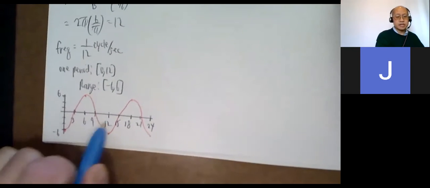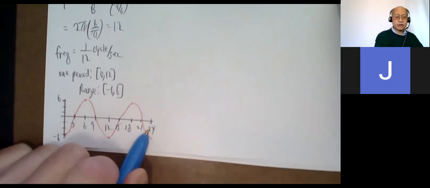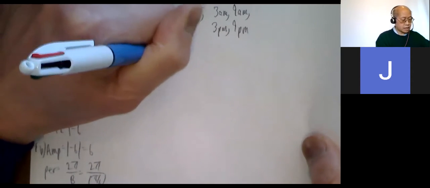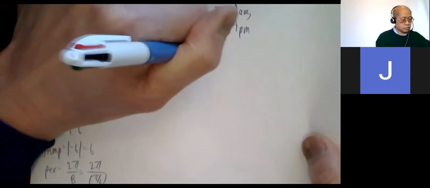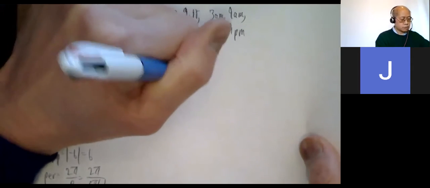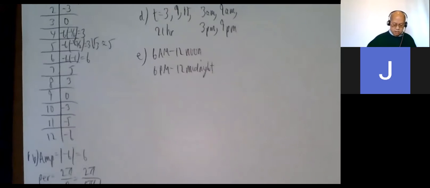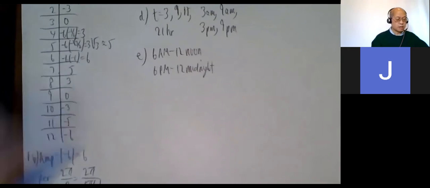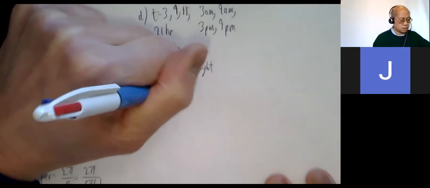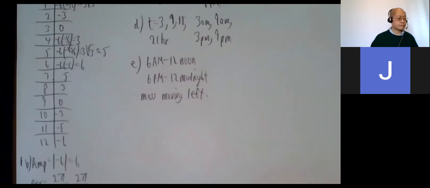So between 6 and 12 a.m. and between 6 and 12 p.m. Okay, so from 6 a.m. to 12 noon and 6 p.m. to 12 midnight. Then that means the mass is moving to the left.